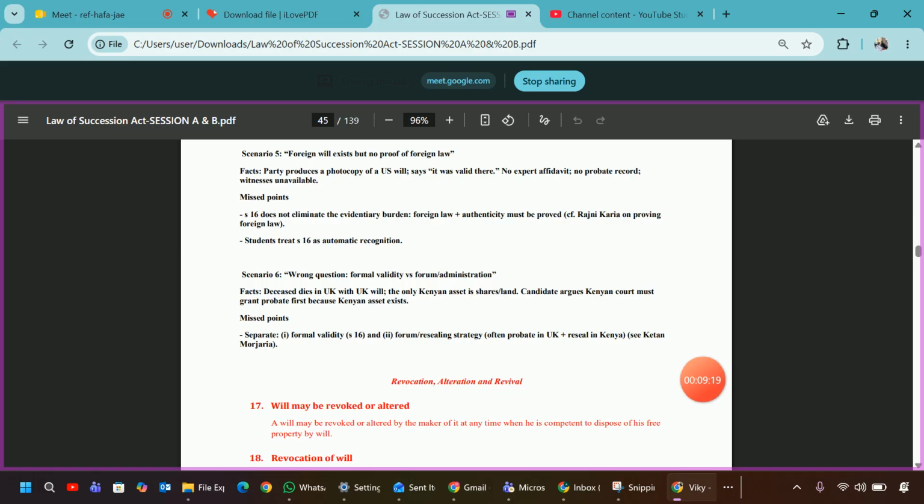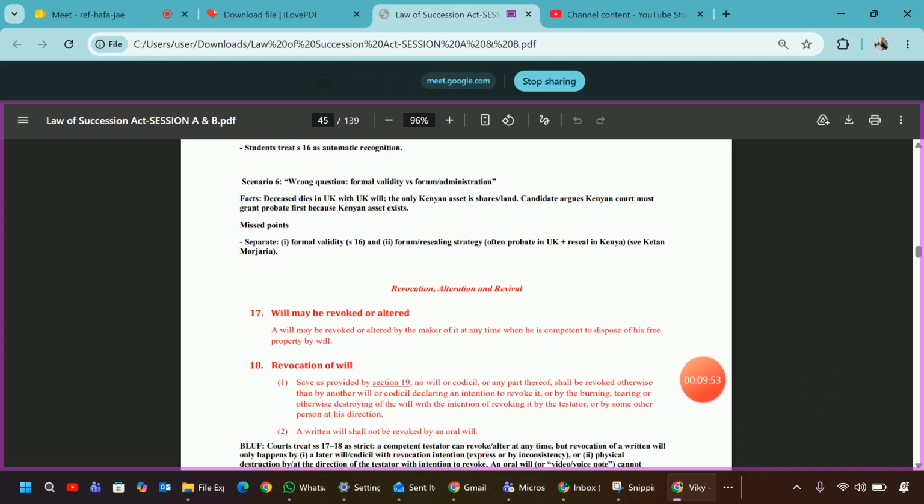Scenario number 6: wrong question, where we have formal validity versus forum or administration. Facts: a deceased dies in the UK with a UK will. The Kenyan asset is in the form of shares or land. The candidate argues Kenyan law must grant probate first because a Kenyan asset exists. The missed point is to separate formal validity, section 6, from forum or resealing strategy, often probate in the UK and then reseal in Kenya. See Ketan Morjaria. So don't mix formal validity with resealing and forum strategies.